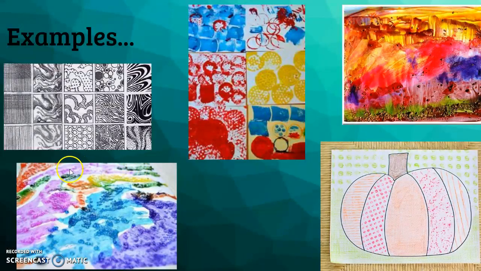This one used different materials for texture, like sand. And this one, each piece of the pumpkin has a different type of texture.